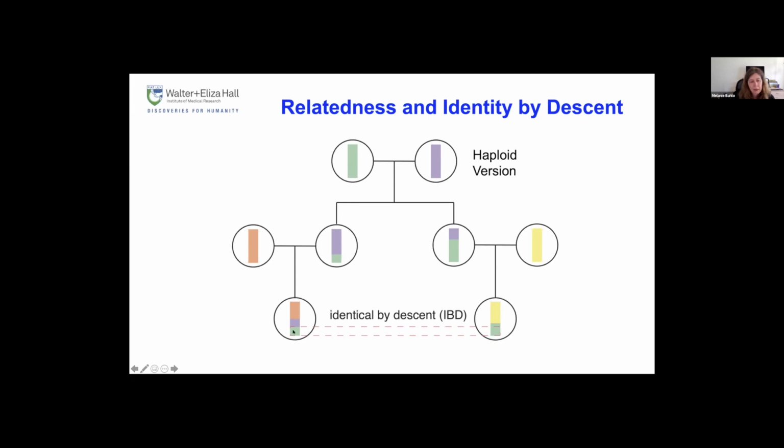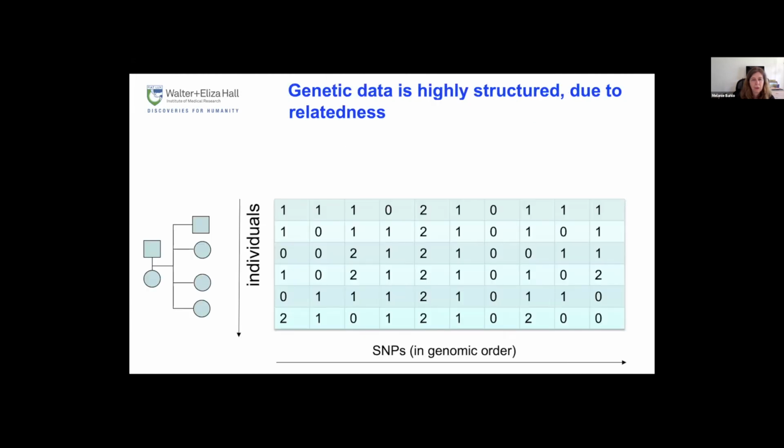So the changing of the colors here are due to the recombination process, whereby our chromosomes are broken up during meiosis and mixed up. All of what I'm talking about today is pertinent to organisms that recombine, which is not everything. And we'll return to that concept at the end of the talk.